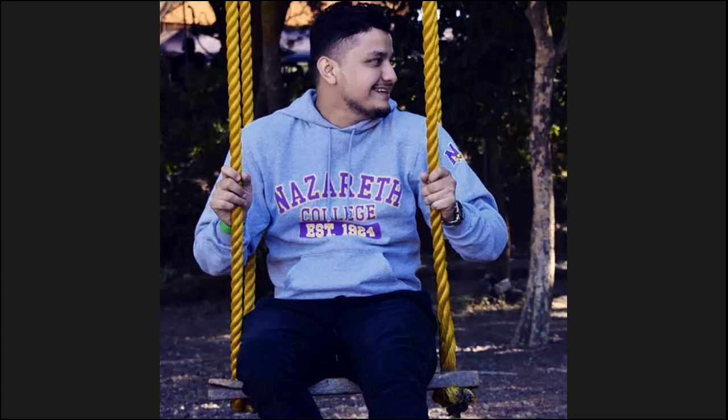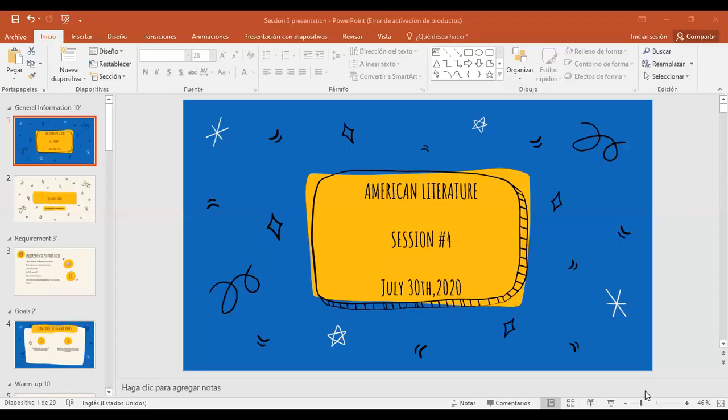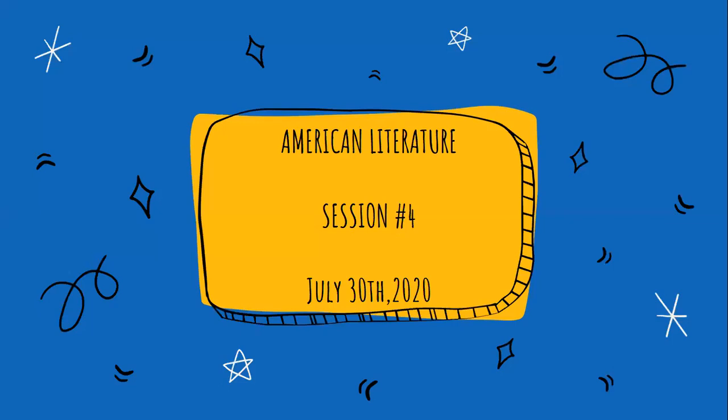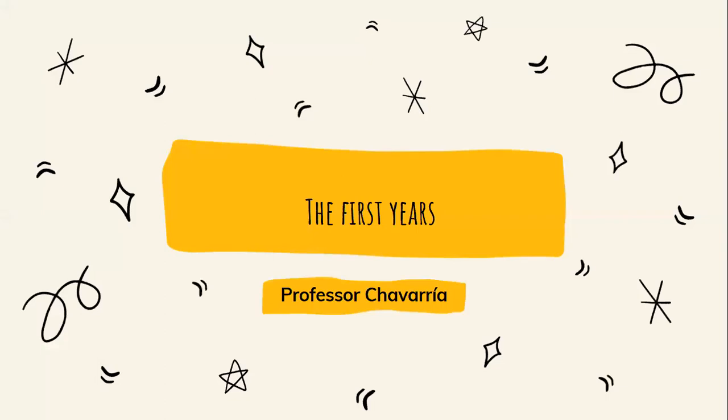Hold on, I'm going to start sharing my screen. Okay, great. Make sure this is American literature, guys. Make sure this presentation says session number 4, July 30th, 2020. We're going to start with this, and hopefully this presentation is shorter than the previous one, around half an hour to 40 minutes.